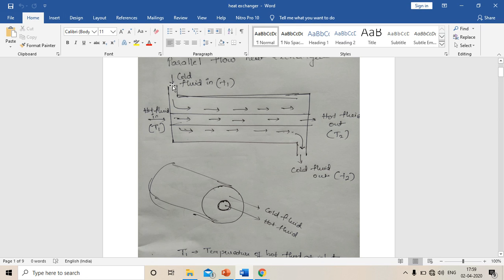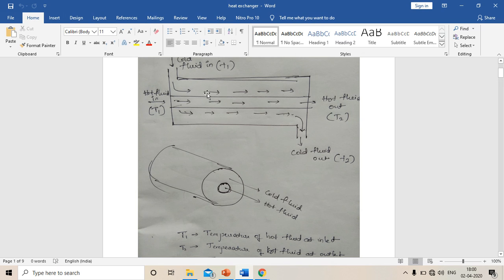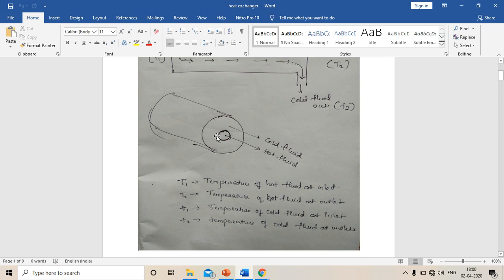In parallel flow heat exchanger, cold fluid enters from the left side and passes in this way, and its exit is on the right side, and the hot fluid direction is also in the same direction as the cold fluid. So both will pass through the heat exchanger in parallel, in the same direction. That's why it's called a parallel flow heat exchanger. So it also shows the same.